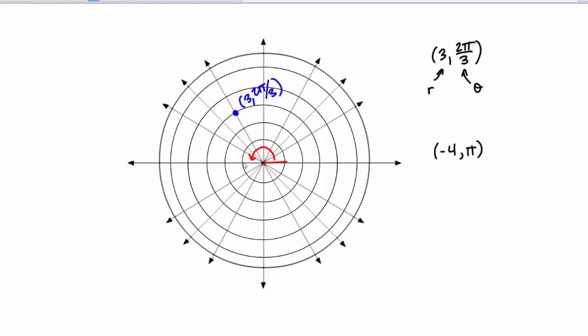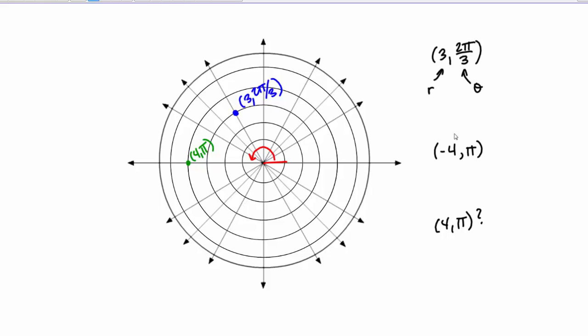Now let's actually start by plotting the point 4 pi, just because I want to make a point. So if I were asked to plot the point 4 pi, I would be here at an angle of pi, and then I'd be 4 units away from the pole here. So here would be 4 pi.